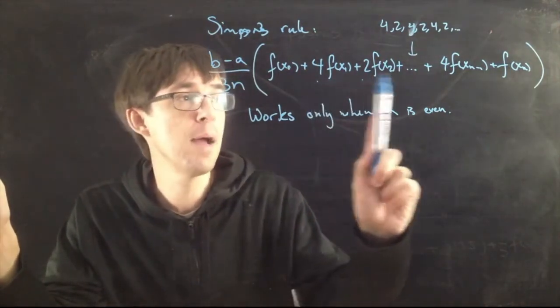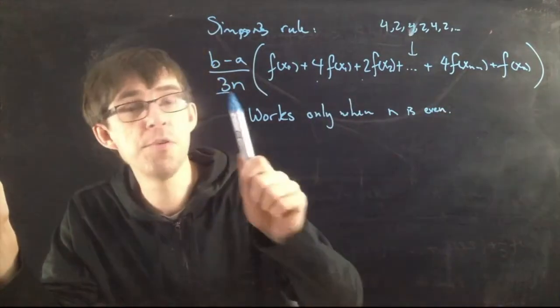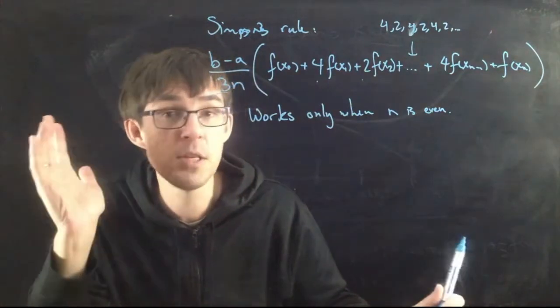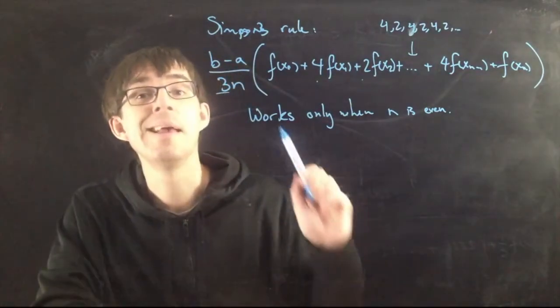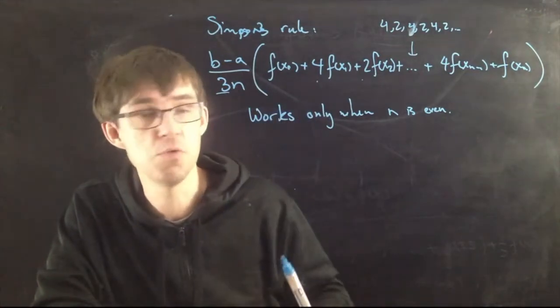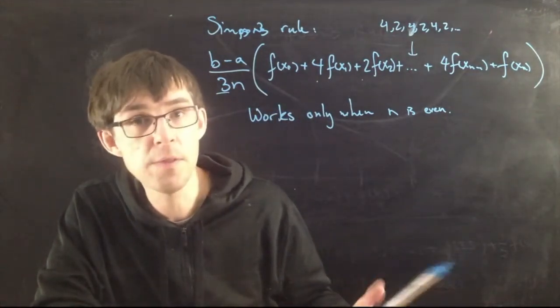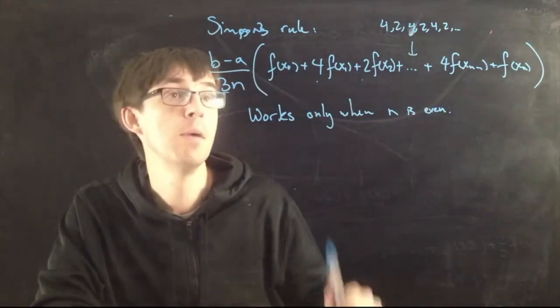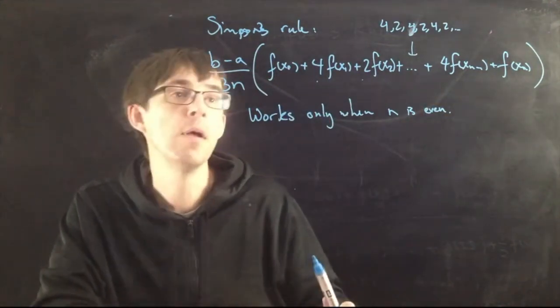You multiply by these 4s and 2s alternating and put the 3 out there, and suddenly, for basically no extra work, your approximation becomes much more accurate. In the real world, when people are doing this, they basically always use Simpson's Rule because you might as well, right? It's not any harder than doing it the other ways, but it's quite a bit more accurate.